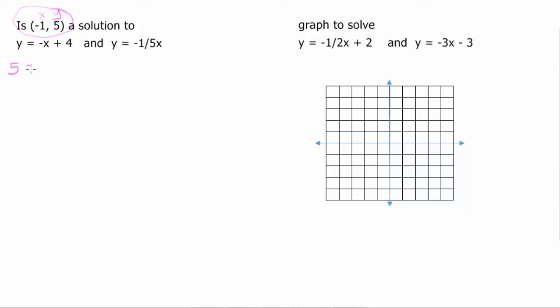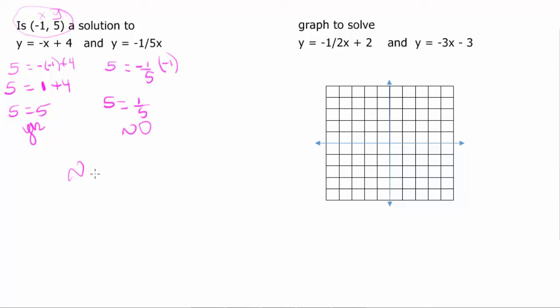So 5 equals -1, because there's a negative here and the 1 is negative, plus 4. So 5 equals 1 plus 4, so 5 equals 5, so that's a yes, but it has to be for both equations. Okay, so basically it's saying, is (-1, 5) where these two lines intersect? So then you would put 5 in here, -1/5 times -1, so 5 equals +1/5, so that's a no. So if either of them are a no, then that's a no. If they're both yes, it would be yes.